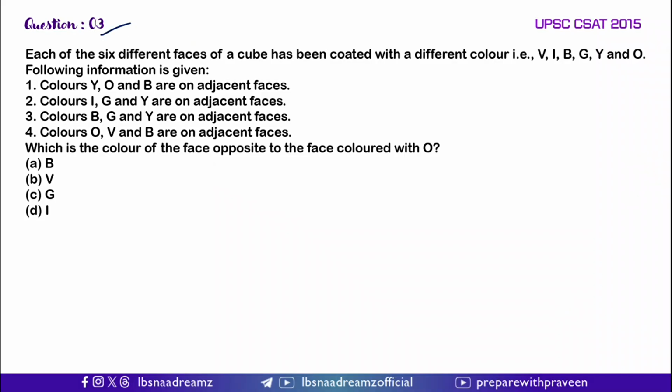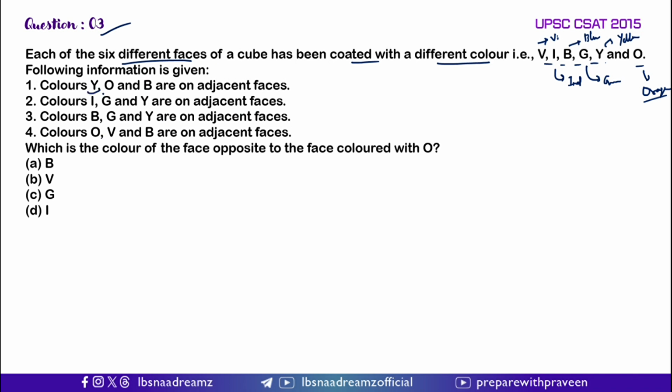Question 3. Each of the 6 different faces of a cube has been coated with a different color, that is V, I, B, G, Y and O, that is the colors of rainbow: violet, indigo, blue, green, yellow and orange. Okay, following information is given.